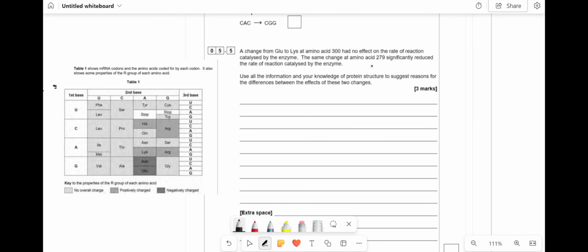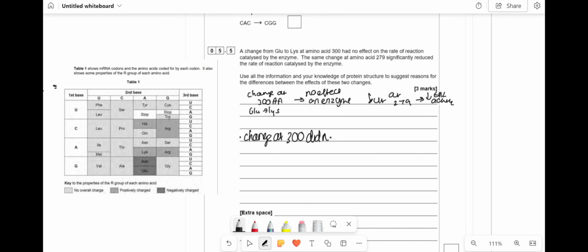The question has told you that the change at amino acid 300, from GLU to LYS, has no effect on the enzyme. But then it's told you that if the same thing happens at 279, there is a significant drop in enzyme activity. So you need to think about why. If there's a change here and there's no drop in the enzyme function, it must mean that the change at 300 did not affect the active site.